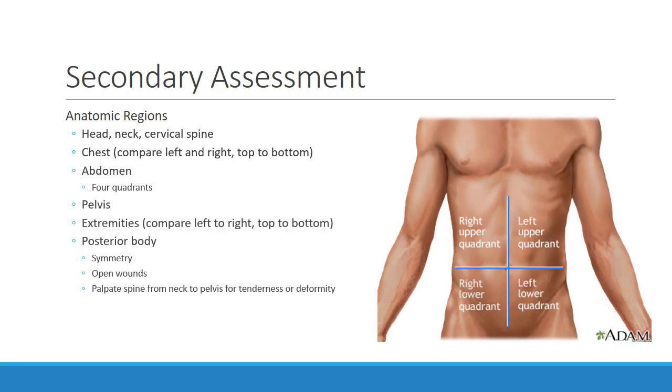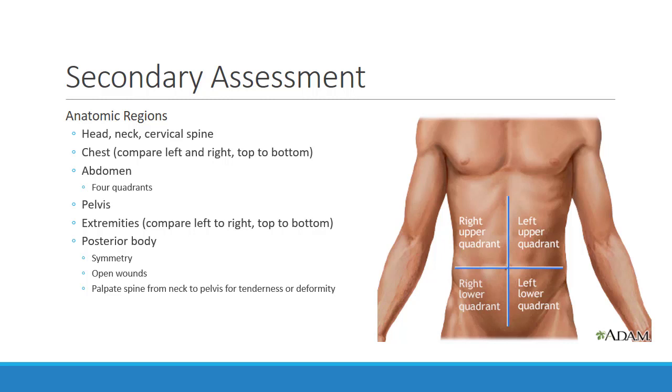The abdomen has 4 quadrants. This picture shows those 4 quadrants. They're identified as, again, left and right, upper and lower. So you have the right upper quadrant, the left upper quadrant, the right lower quadrant, and the left lower quadrant. And then we'll look at the pelvis. We'll assess the pelvis. Then we'll assess extremities, both arms and legs, again, right and left, top to bottom.